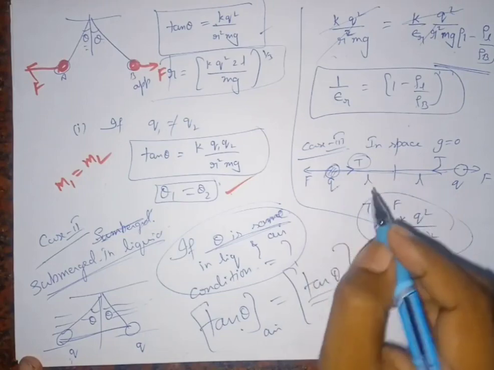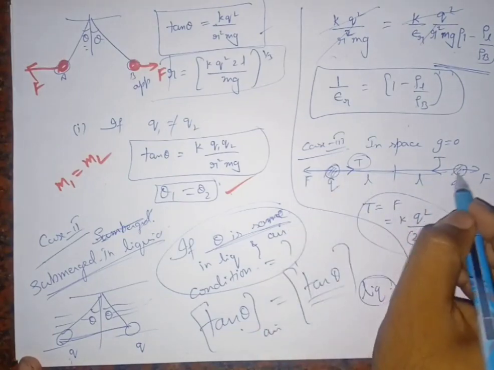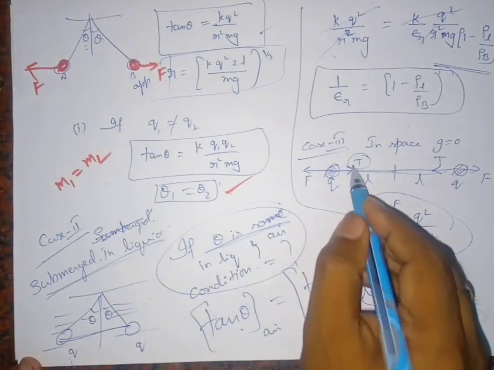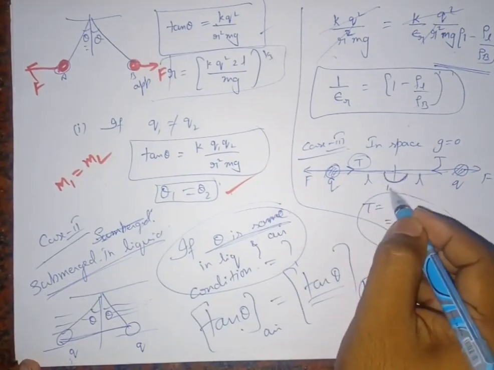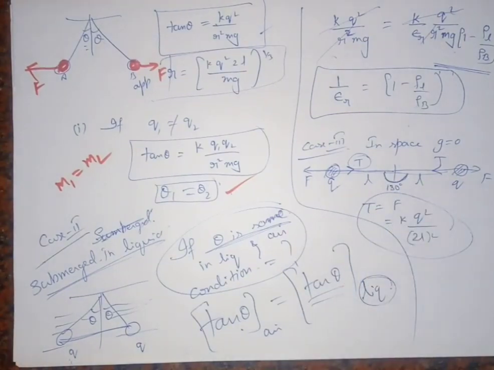The electrostatic repulsive force is same on both of them, and it is balanced by the tension inside the string. And what is the maximum angular separation between them? 180 degrees. Because there is no gravity to pull it down, and hence they will be separated to a maximum distance of separation. Okay, so that's what we get.